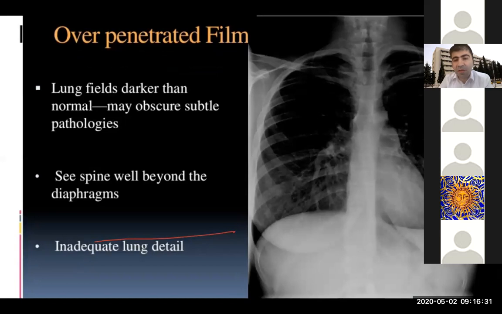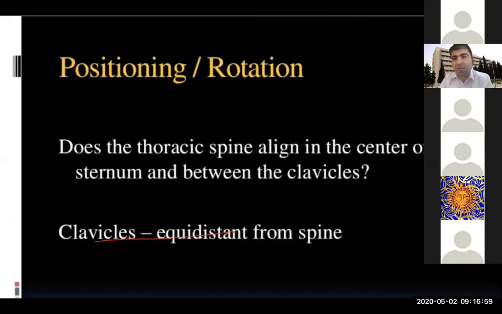And for this chest X-ray on the right side, it is over-penetrated because anybody can see the intervertebral disc in the dorsal spine over the heart or the cardiac shadow. So it means there is over-penetration, and you cannot assess the lung parenchyma. They are too dark in color. So this is inadequate lung detail in this chest X-ray.